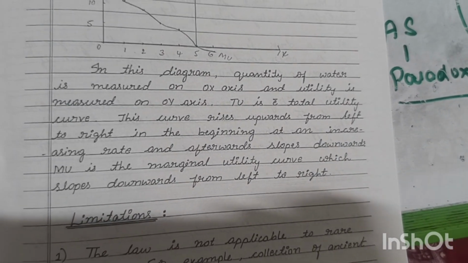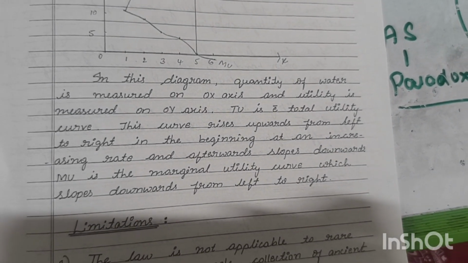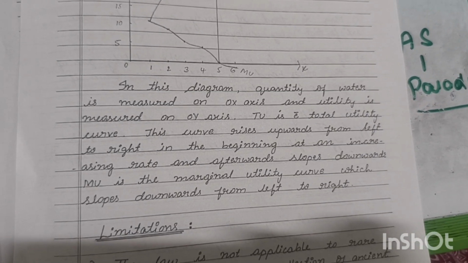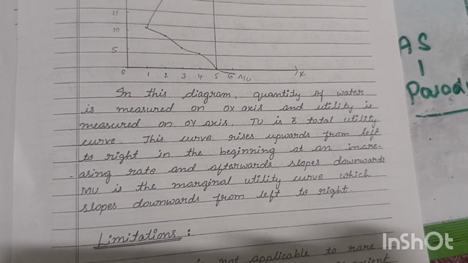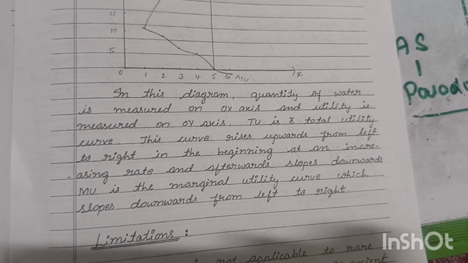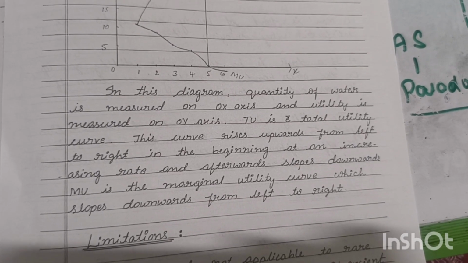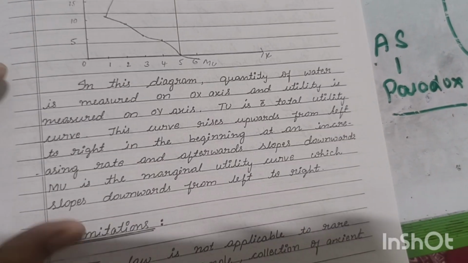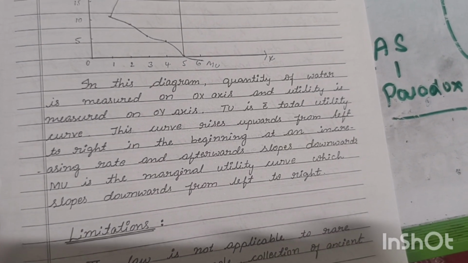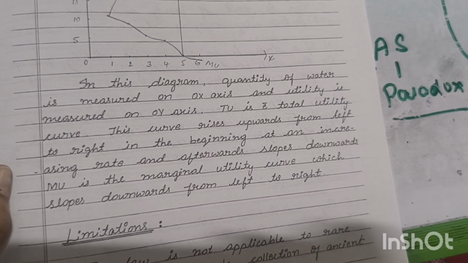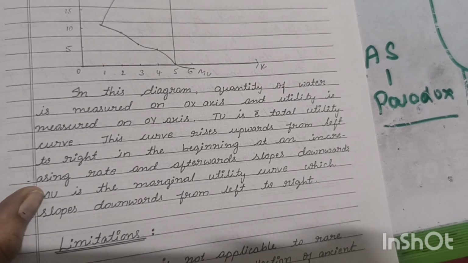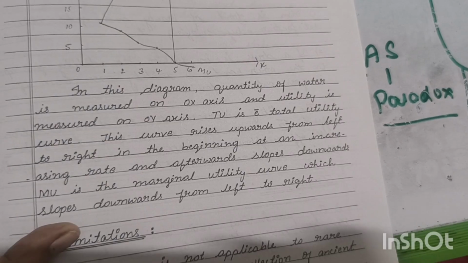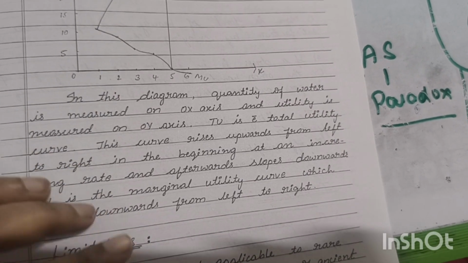You can explain this with the help of a diagram, wherein the quantity of water is measured on the OX axis and the utility is measured on the OY axis. TU is the total utility curve. The curve rises upward, so you can explain all that. The curve rises upward from left to right in the beginning, at a decreasing rate, and afterwards it slopes downward from left to right.